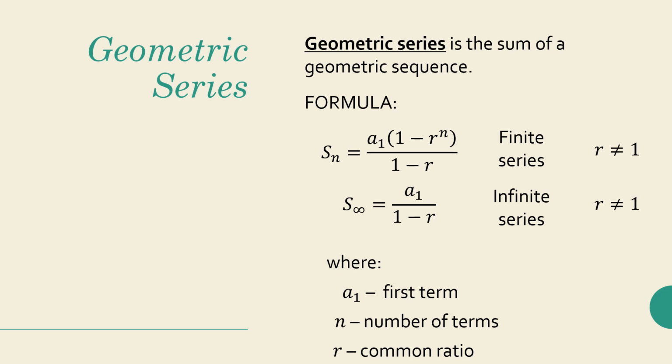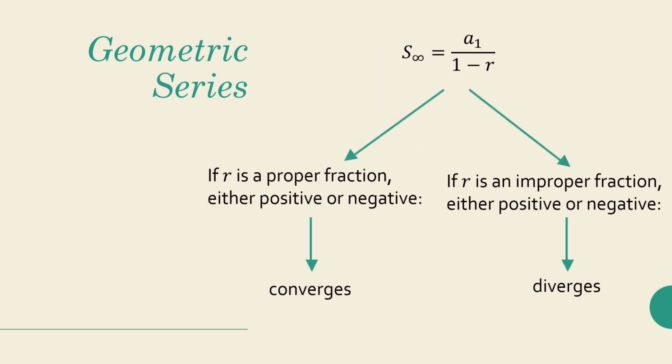For the infinite series, we have here two parts. If r is a proper fraction, either a positive or a negative common ratio, then the sum exists, meaning there is an answer for the sum, and this one converges.